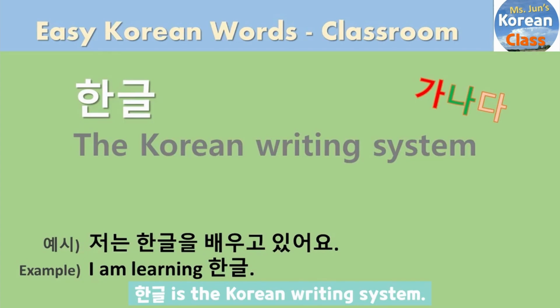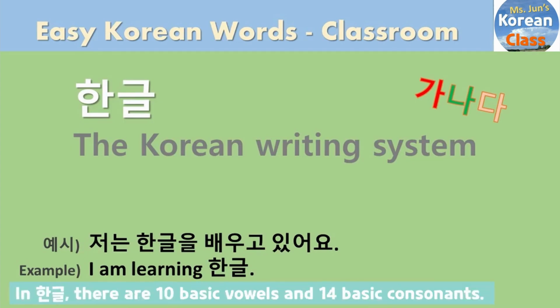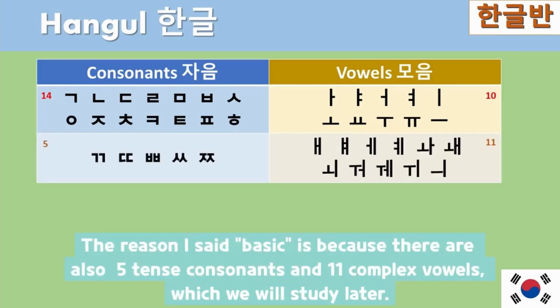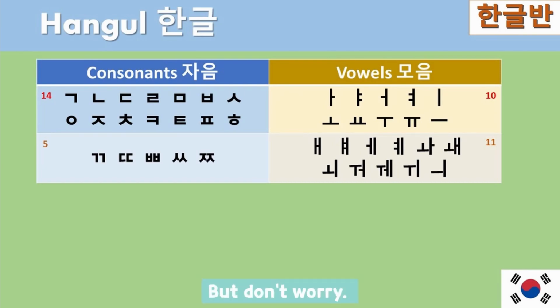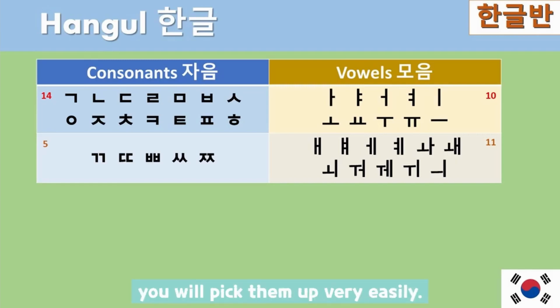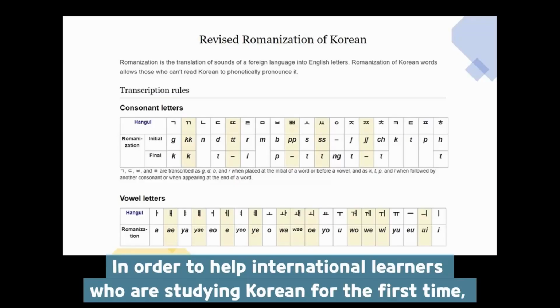Hangul is the Korean writing system. In Hangul, there are 10 basic vowels and 14 basic consonants. The reason I said basic is because there are also 5 tense consonants and 11 complex vowels, which we will study later. But don't worry. Once you understand the basic 10 vowels and 14 consonants, you will pick them up very easily.